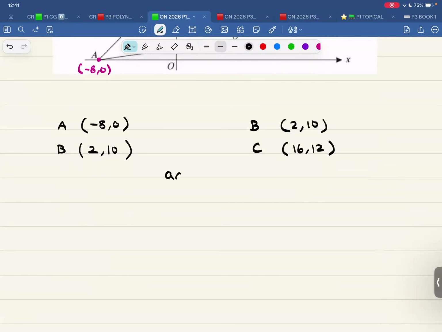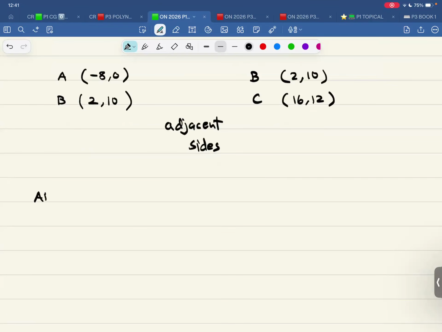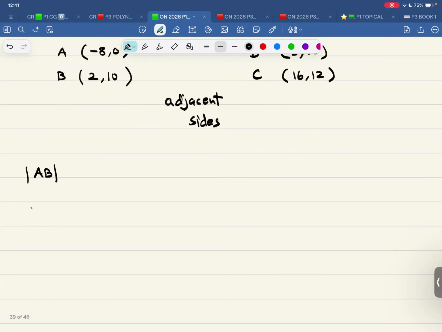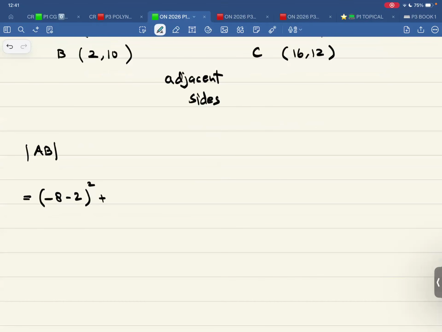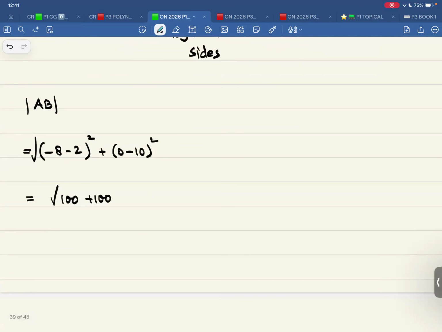So I'm working on adjacent sides. Of course, opposite sides are already parallel. That also I'll prove. So now AB magnitude equals negative 8, negative 2, whole square, and this is 0 minus 10, whole square, under root. That is 100 plus 100, square root, which is root of 200 units.